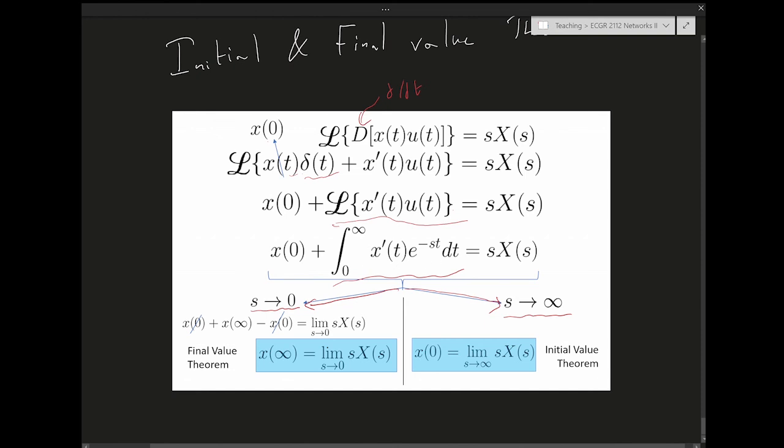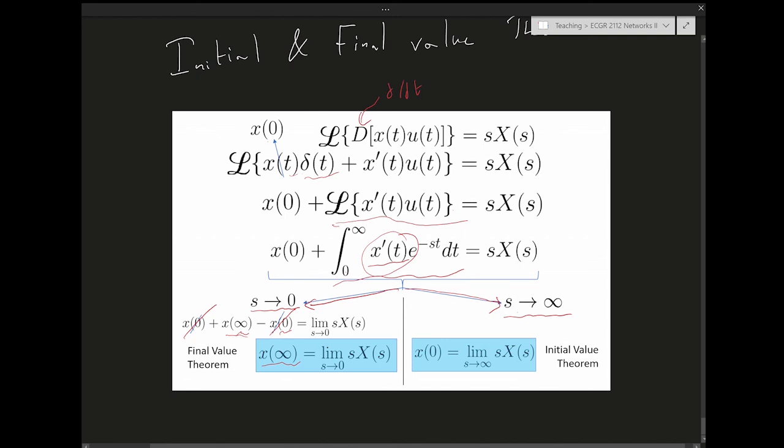So what is integration? Integration here is just finding the antiderivative of x' and evaluating it at infinity and 0. Well, the antiderivative of x' is just x. So it's going to be x(0) plus x, which is the antiderivative of x', evaluated at infinity and 0. So x(0) cancels with x(0), and I end up with x(infinity), occurring when I take the limit as s approaches 0. So x(infinity) is the final value of the signal. So the final value is just the limit of sX(s) as s approaches 0.